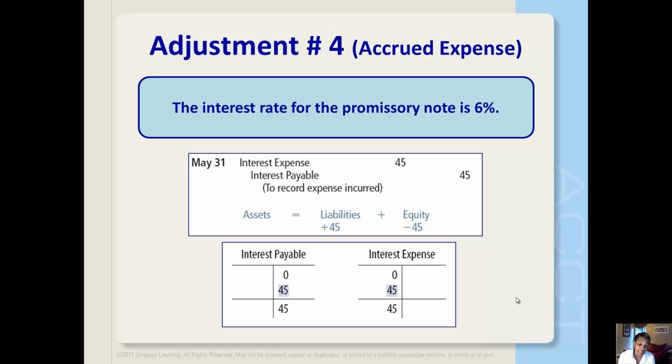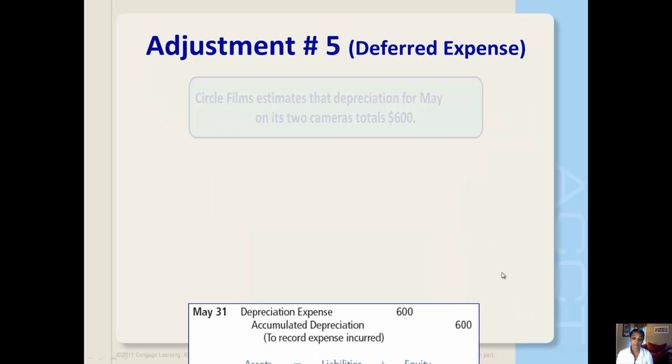This expense and the related obligation are not reflected in the trial balance because they have not yet been recorded. Therefore, adjusting entry number 4 is an accrued expense which decreases equity and increases liabilities.